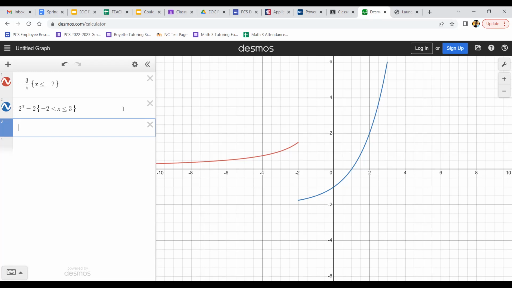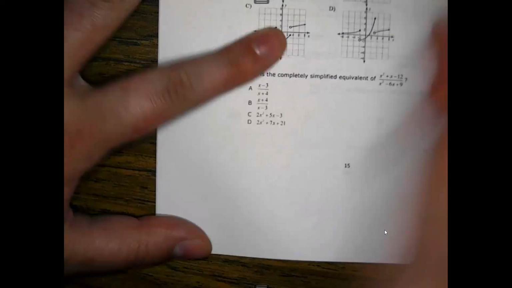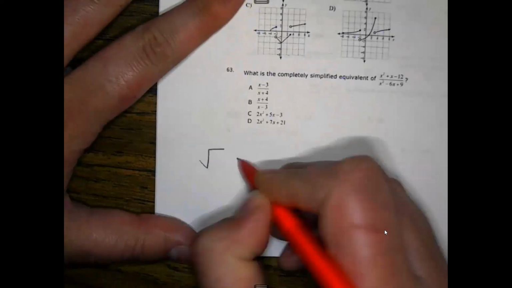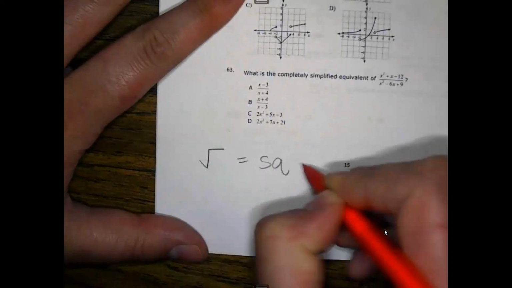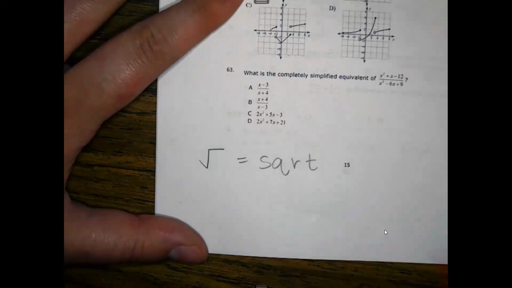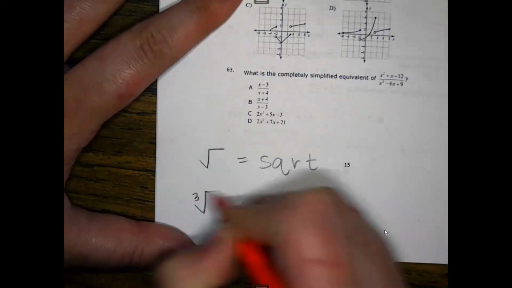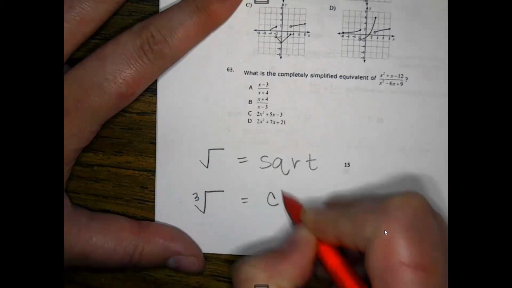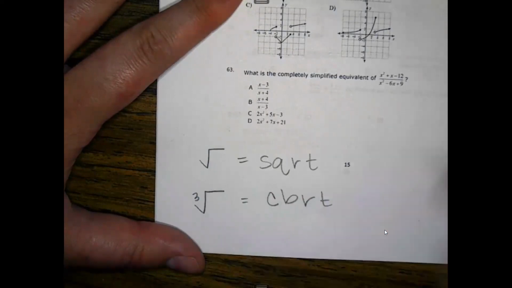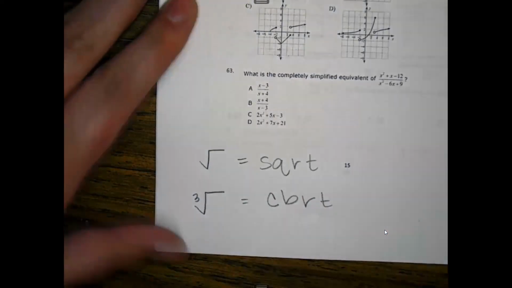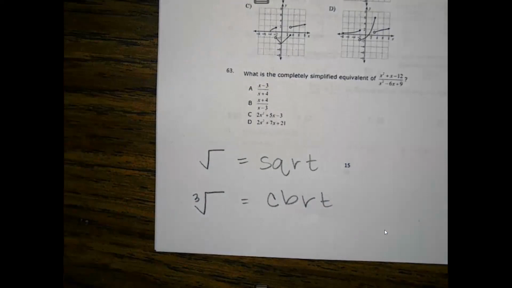The other way, we're going to write this on our paper because this is kind of helpful. So we're going to write it down here. So a square root like this is SQRT, square root, and a cube root is CBRT. So SQRT or CBRT.